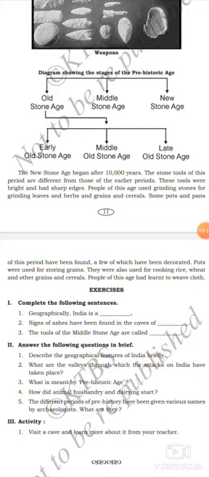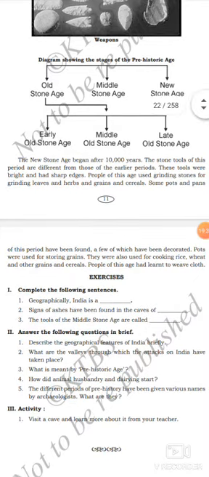The New Stone Age began after 10,000 years. Got it? The stone tools of this period are different from those of the earlier period. These tools were bright and had sharp edges. People of this age used grinding stones for grinding leaves and herbs and grains and cereals.